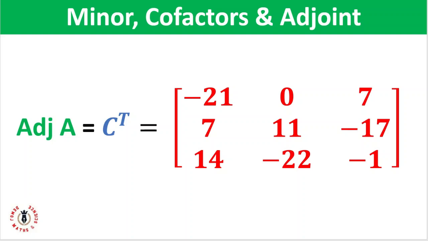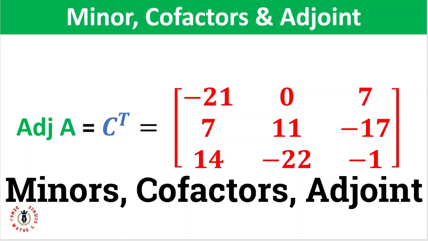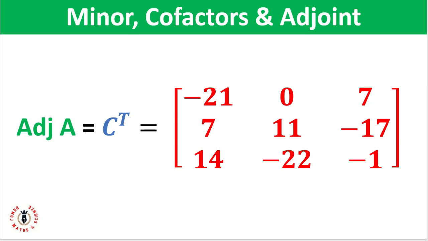In today's lesson, we'll see minors, cofactors, and adjoints of a matrix. In our last lesson, we saw the determinant of the 2 by 2 matrix and also the 3 by 3 matrix. In this lesson, we'll apply the basic concept of the determinant of the 2 by 2 matrix.